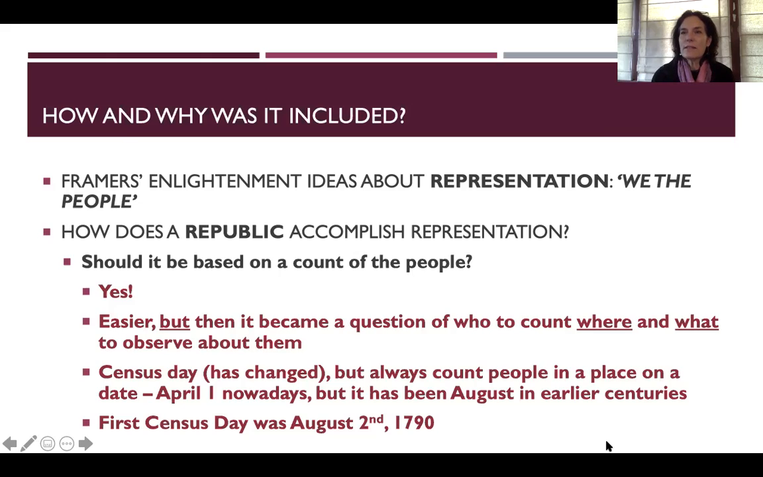So the census statutory directions are about counting people in a place on a date. Nowadays, that date is April 1st, but it has been August in earlier centuries. And in fact, the first census day was August 2nd, 1790.